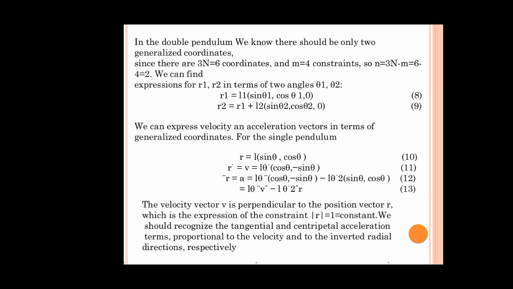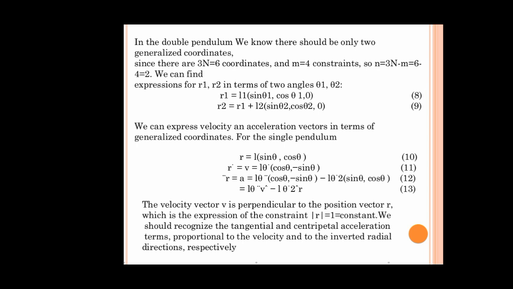So we can express the velocity and the acceleration vectors in terms of the generalized coordinates. For a single pendulum, the coordinate r is equal to l (sin theta, cos theta). So v is equal to l theta dot (cos theta, minus sin theta), and the acceleration is l theta double dot (cos theta, minus sin theta) minus l theta dot squared (sin theta, cos theta).